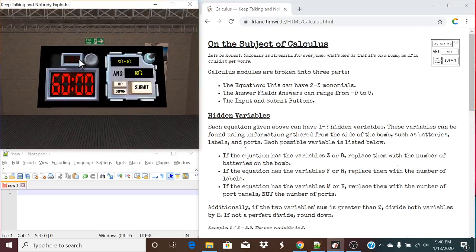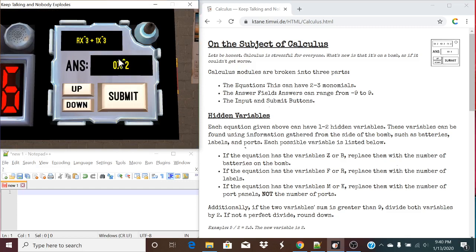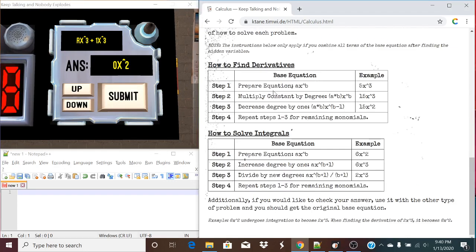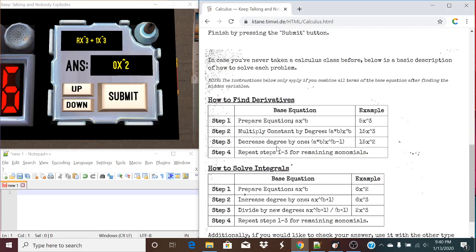Hello there, everyone. I'm Crazy Caleb, and today we are taking a look at a rather simple module, calculus. Based off of this equation, we need to figure out whether we are deriving or we are going to be solving for integrals. And this is basically changing the power of our solution.